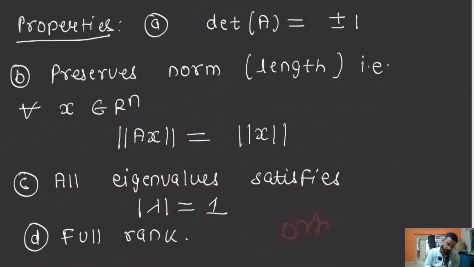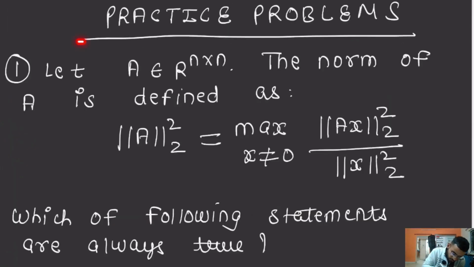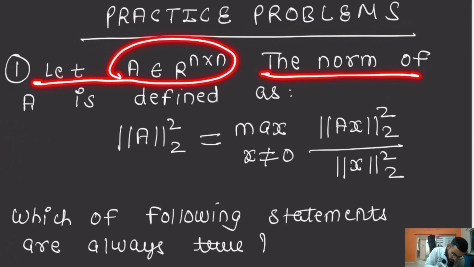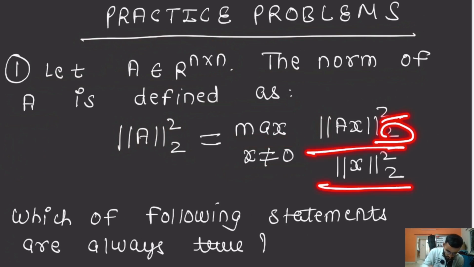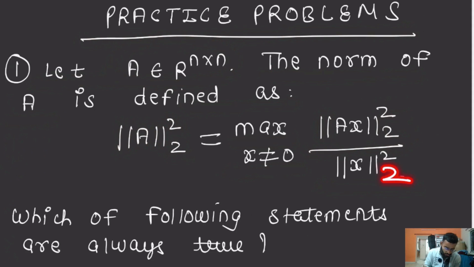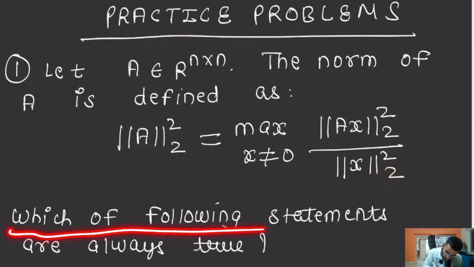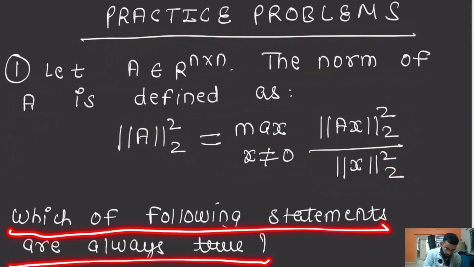Now coming to a few practice problems. The first one: let A be an n cross n matrix. The norm of A, which is the Euclidean norm, is defined as the max over x not equal to 0 of the norm of Ax, Euclidean norm, divided by the norm of x, also a Euclidean norm. We need to find which of the following statements are always true.